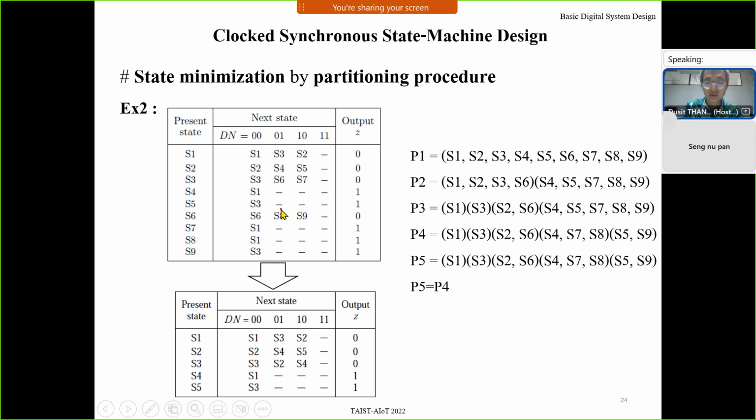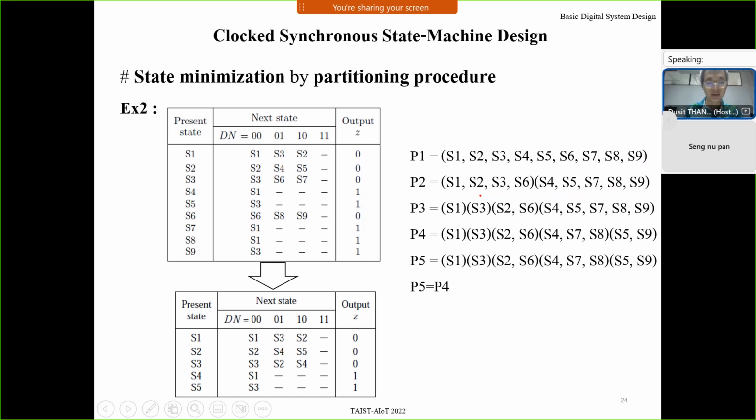For example, at the beginning, again, I group all of them together. Assume it's possible to be equivalent together. But if I consider the output value, okay, states 4, 5, 7, 8, and 9 give logic 1 output, that means you can separate 4, 5, 7, 8, 9 from 1, 2, 3, 6 by considering the output value.